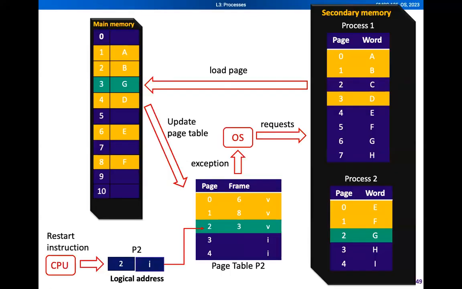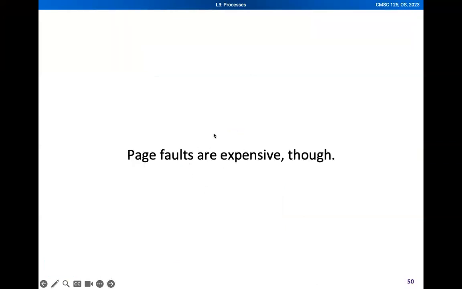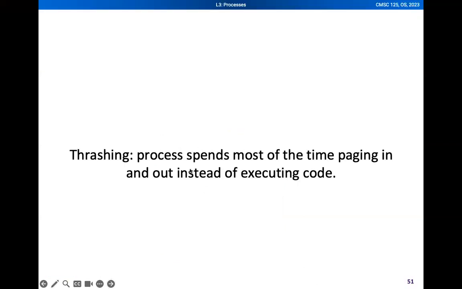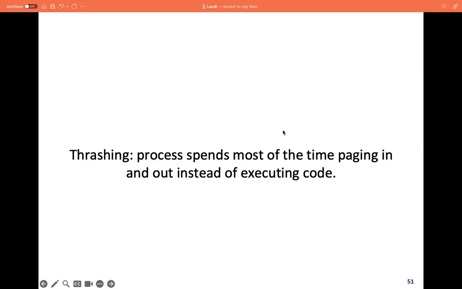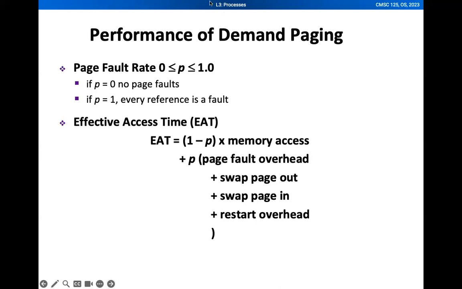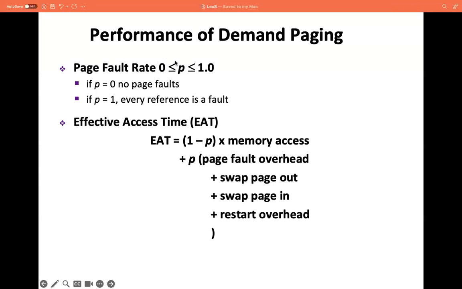So what happens if there are plenty of page faults? It is actually expensive, and the process spends most of the time paging in and out instead of executing code. So this is the formula for computing the performance of demand paging. The page fault rate can range between 0 and 1.